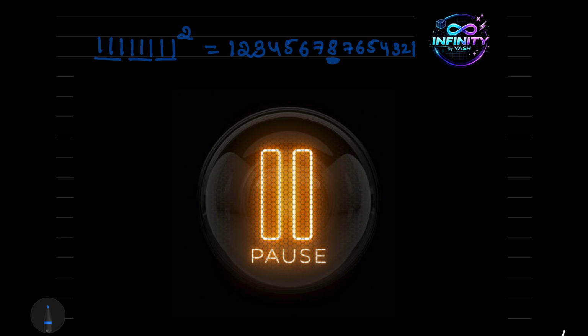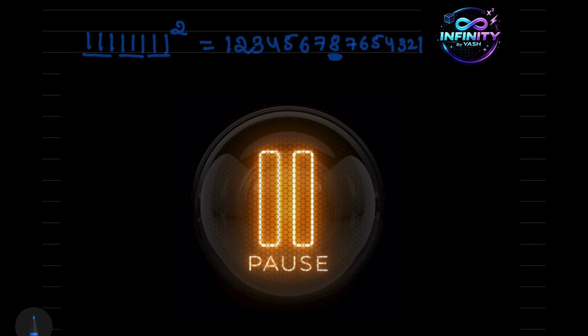So far, we have learned how to create square numbers. Now comes an important question. What if someone gives us the final answer and asks us to find the original number? Let's learn the opposite operation. Let's begin with a story.